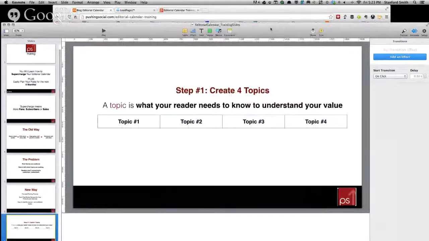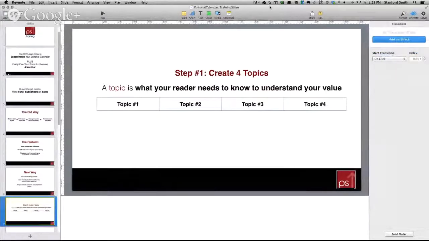So first of all, we're going to start with 4 topics, okay? Topic 1, topic 2, topic 3, and 4. And really what you're looking for in your topics is that you probably already blog about them, but you probably haven't thought of them as overall themes.